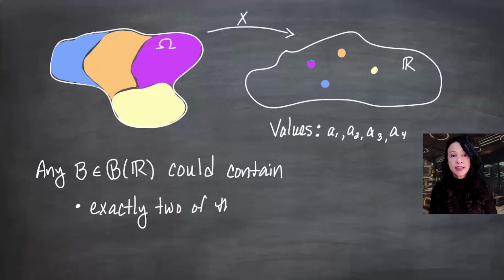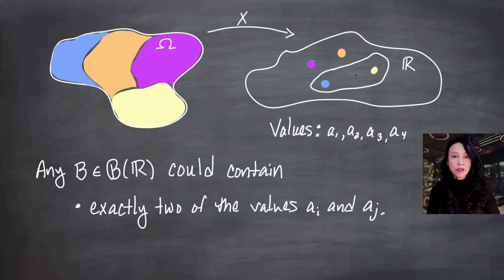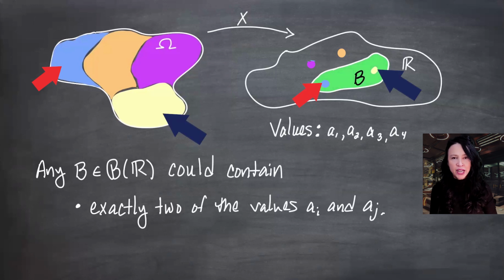Suppose I take a Borel set in R and it looks like this over in R, containing exactly 2 of the outcomes for our random variable. Then if you pull back to where this came from, we have a group of points over here that map to this point and a group of points to this point. So we pull back to a group kind of like this, which can be written as the union of the points that map here and the points that map here.